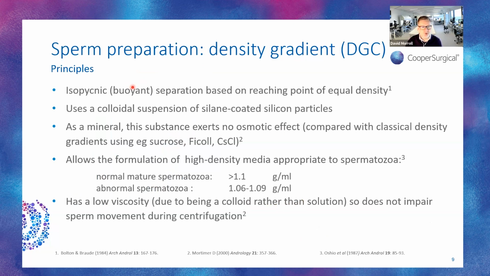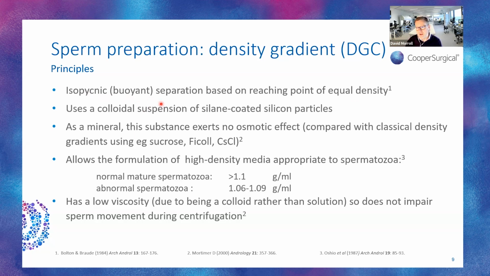And I think it's important to start off with some of the basics here because it's often overlooked. Here with a density gradient, we're using media, usually a colloidal suspension of silane coated silicon particles. And the principle here is that we select based on the density of the sperm. And it's this principle that the cells will separate based on reaching a point of equal density in the column. And that's called the isopycnic or buoyant separation approach.